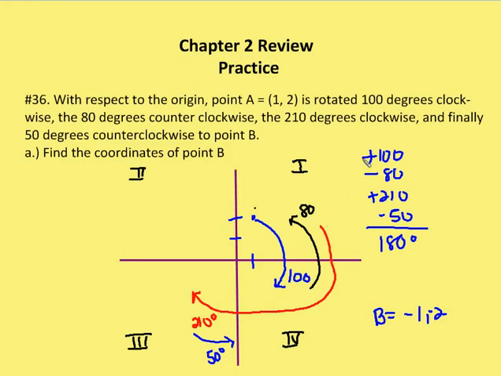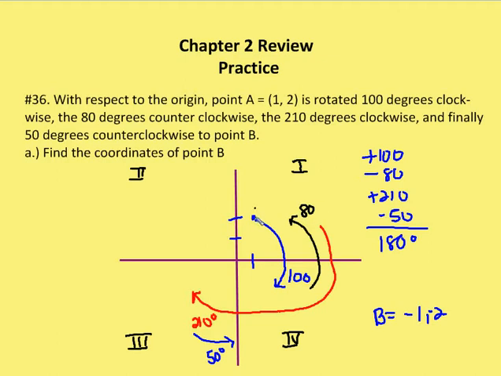So what I'm going to do is take a sum or a tally of all the rotations, and figure out exactly where it ends after all of the rotations are accounted for. So first I start from the point 1, 2, then I rotate 100 degrees, and then back or counterclockwise 80 degrees, and then forwards or clockwise 210 degrees, and then back 50 degrees. So I'm left with a total rotation of 180 degrees.